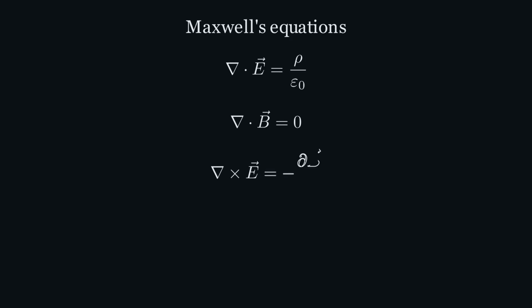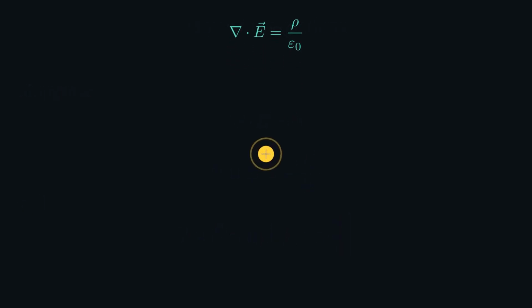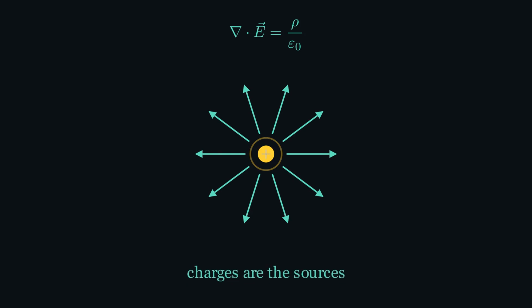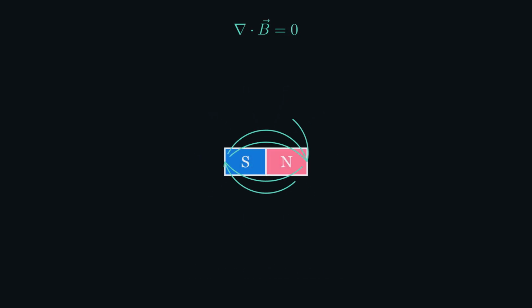Here's where this stops being a math curiosity and starts running the world. Take Maxwell's equations, the 4 lines that describe all of electricity and magnetism. 2 of them are literally divergence statements, and 2 are curl statements. The divergence of the electric field tells you where charge is. Charges are the sources, the little faucets the field gushes out of. The divergence of the magnetic field is 0, always, everywhere.